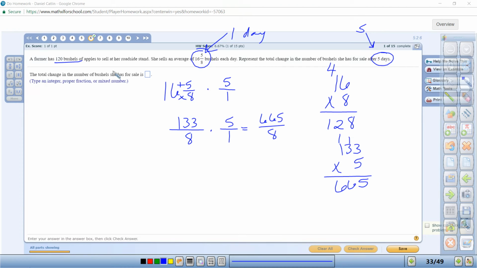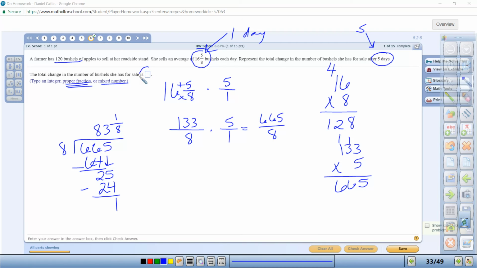And over here, if you look at what it wants for the answer, it says type an integer, proper fraction, or a mixed number. This is not proper, so we have to divide this sucker out. 8 going into the 665 over here. And 8 will go into 66 8 times with a remainder of 2. And then we drop down our 5. And 8 will go into 25 3 times with a remainder of 1. And 83 and 1/8 is our answer.